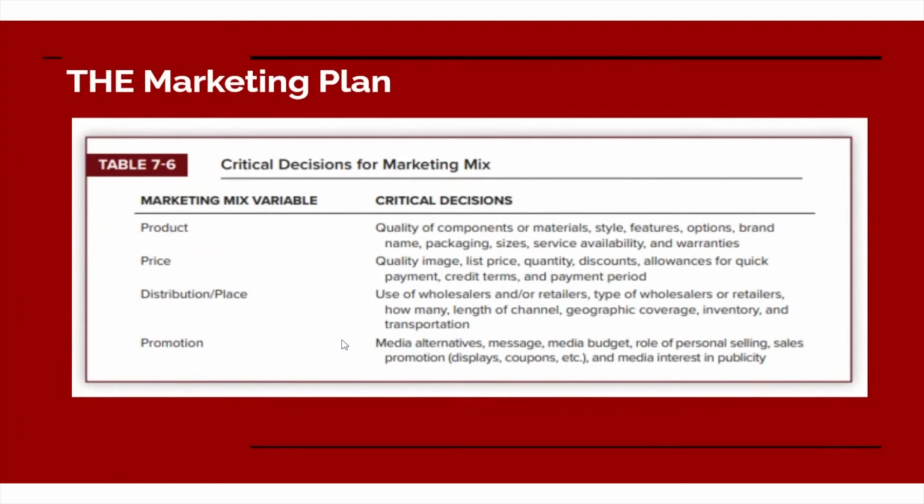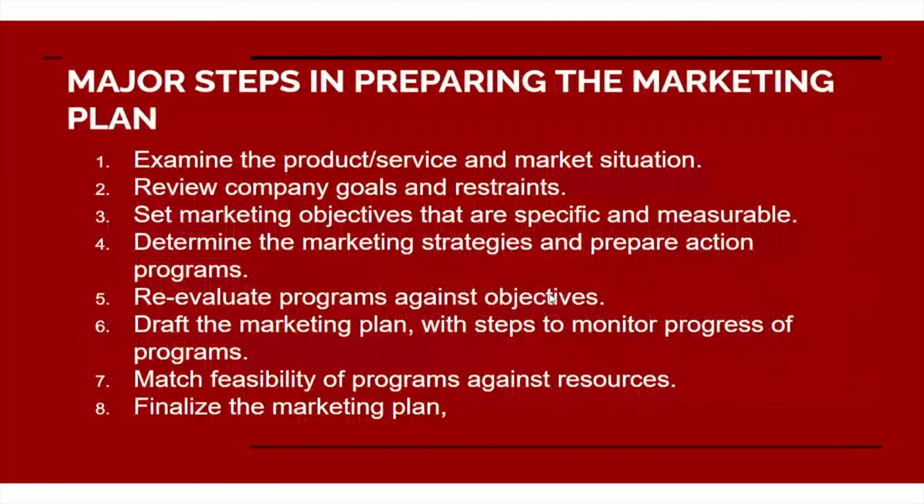Looking at the internal environment right here, we're really looking at things like the product, price, place, promotion. Your marketing plan will answer some of these questions. With regards to the product, what is the stuff you're making? What's the style, the features, the options, the brand names, the packages, the sizes, the service, the availability, the warranties? In terms of price, how is price going to affect our quality image? Do we have different prices for different people? Do we have a list price, and lower prices for someone else, like trade discounts?